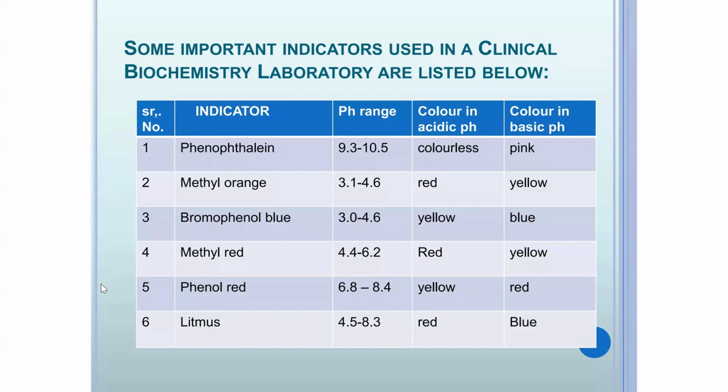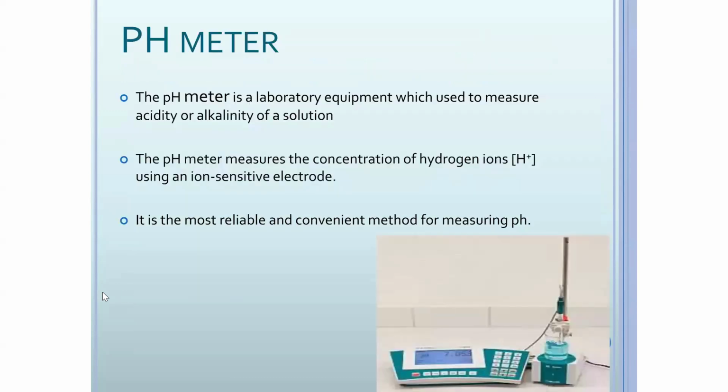Like for example, litmus paper. When you take blue litmus paper and put it inside a solution, if it is an acid, it will give you red. But if it is a red litmus paper and you add it inside a solution, it gives you a blue color. So that is to tell you that the substance is a base. So that is an indicator.